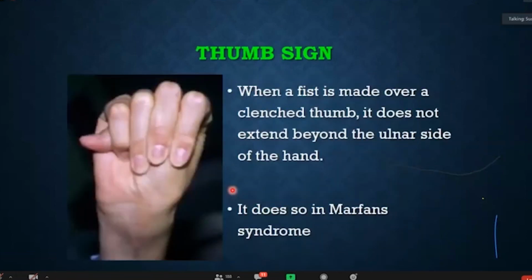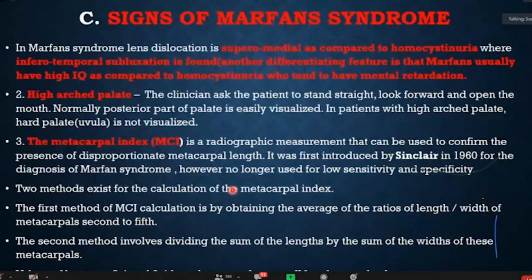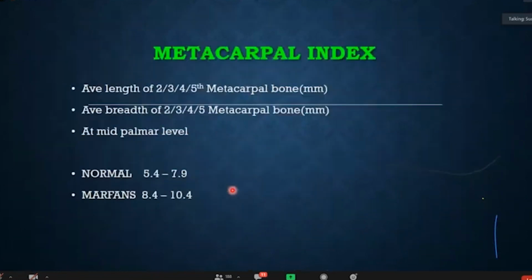Now, apart from this, there is something known as the metacarpal index. What is the metacarpal index? This is actually a radiological sign. I think we should know a little bit about this. It is the average length of the second, third, fourth, and fifth metacarpal bones divided by the average breadth of the second, third, fourth, and fifth bones at the mid palmar level. Normally it is 5.4 to 7.9. In Marfan's, it becomes more than 8.4, it becomes 8.4 to 10.4. So if the ratio goes beyond 8.4, it is suggestive of Marfan's. This is known as the metacarpal index.